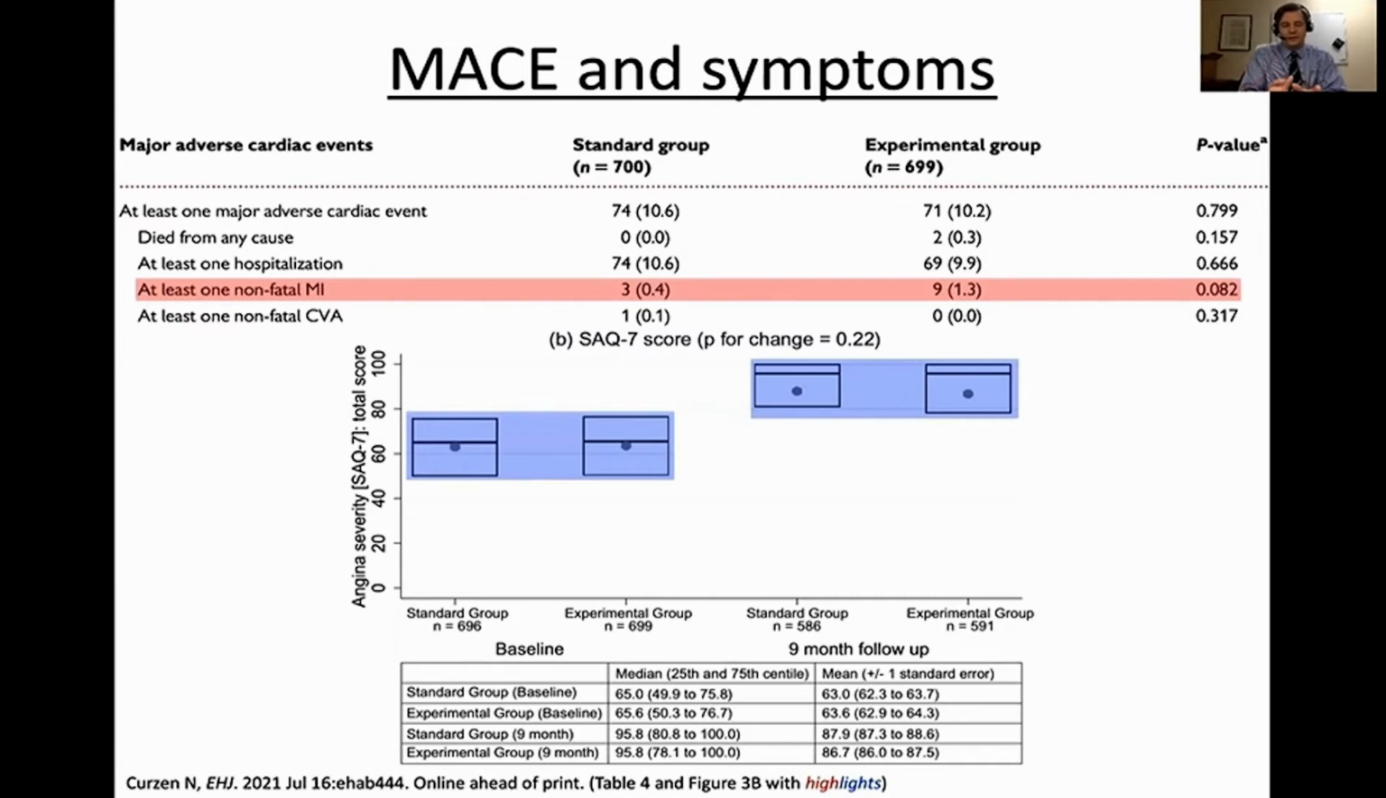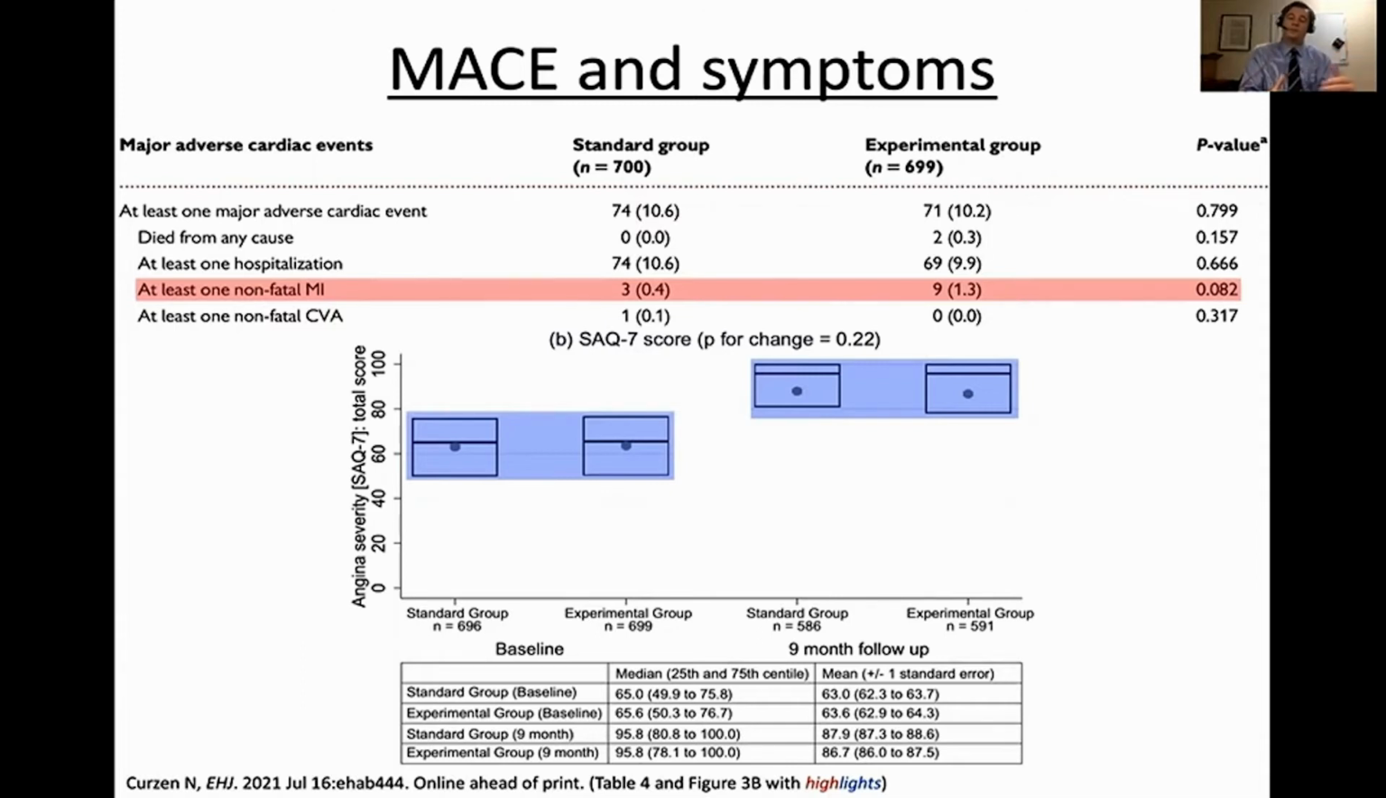The only row that's a little bit different there is at least one non-fatal MI, not statistically significant, but again, 3-fold higher in the experimental group than the standard group. Intriguing, more hypothesis generating though, because the top line result's negative. And when we delve down into the exact Seattle Angina Questionnaire scores at baseline, no difference between the two groups, as expected by randomization.